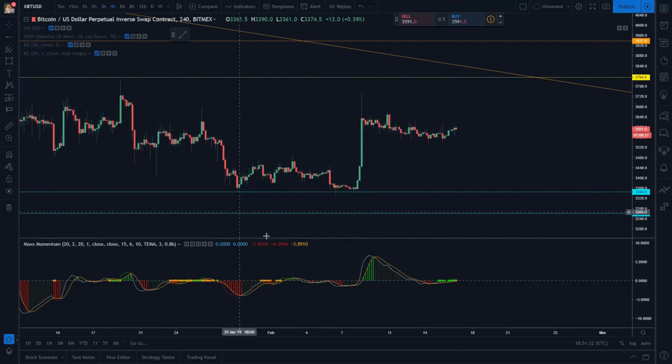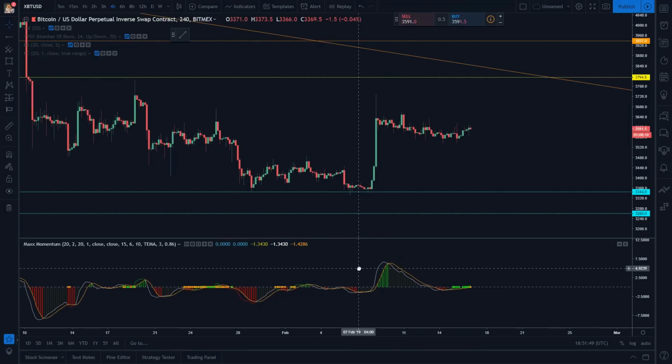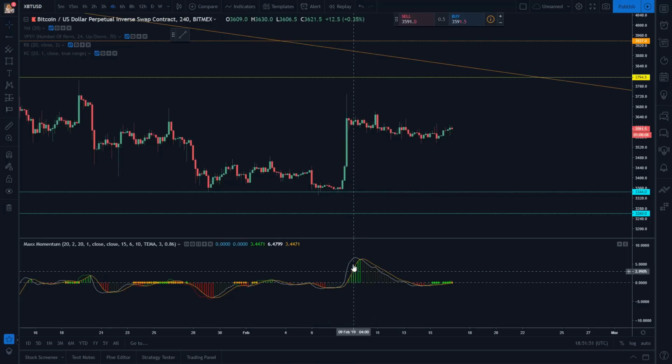Okay. Now you see the two lines as well. We have the two lines on the indicator. The white line is the momentum, and the orange line is a TEMA, which is the signal line. And when the white is above the orange line, that's momentum up. And when the white is below the orange line, that's momentum down.